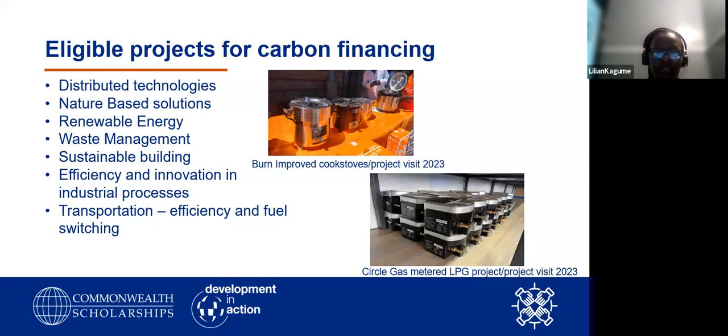Then we have efficiency innovation in industrial processes. So any project that is looking at improving efficiency in an industrial process, let's say in manufacturing or production, where you can prove that there is an efficiency gain, and transportation, where there is efficiency and fuel switching. For example, if you have a project that is promoting a switch from diesel to electric, like e-mobility projects, they also qualify for carbon financing.